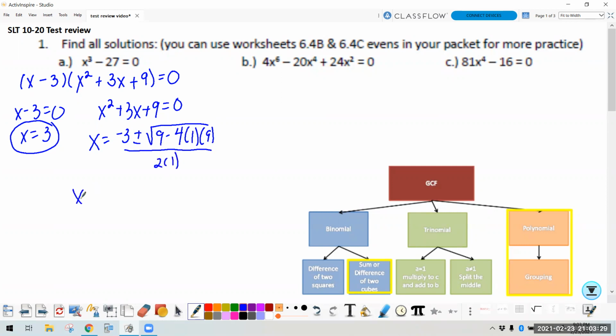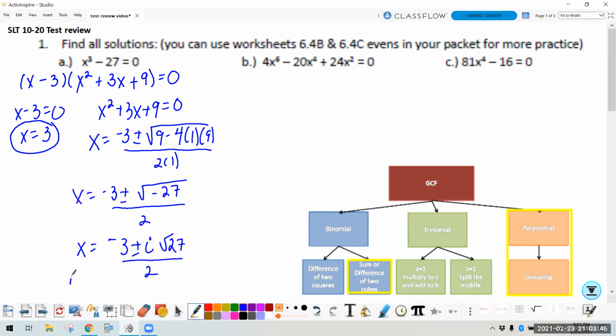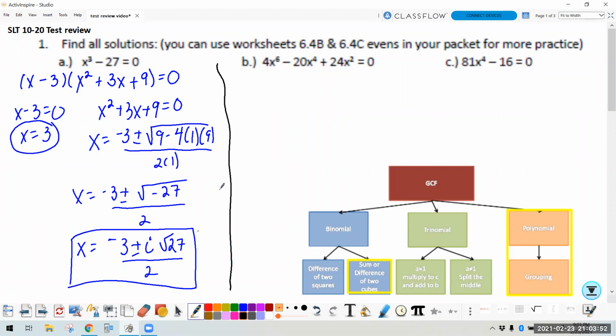And simplifying that, I have this imaginary component. So we get our two complex solutions here. All right, B, is there a greatest common factor? Yes, there is. I can factor out 4x squared.